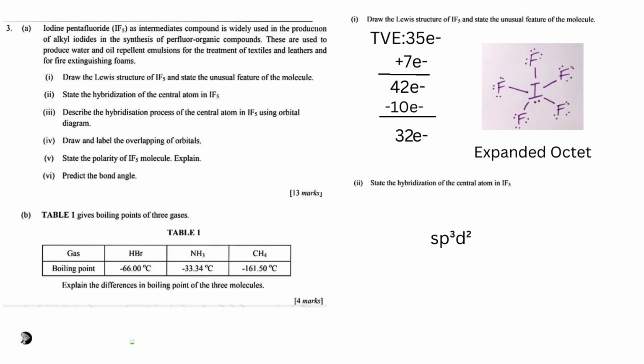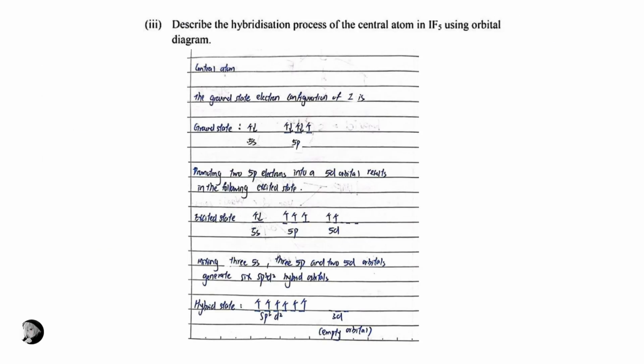Okay, let's move to another question: state the hybridization of the central atom in IF5. And the answer is sp3d2. The third question is: describe the hybridization process of the central atom in IF5 using an orbital diagram.